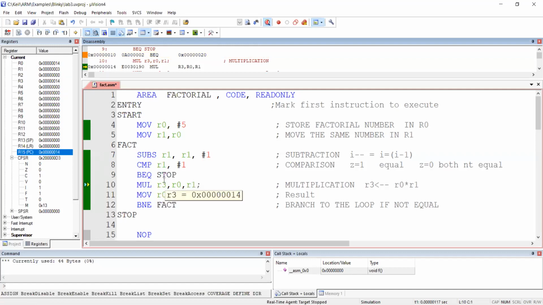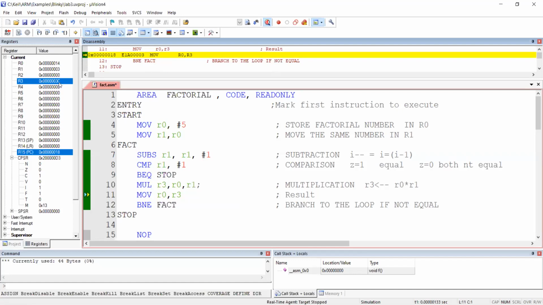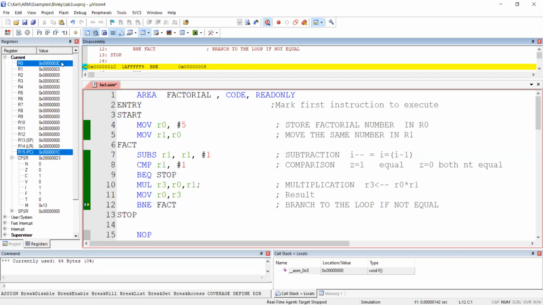What is the work of the 10th line? The present value in R0, 14, into the present R1, 3. 14 into 3, hope you remember the answer. Yes, correct. The answer is 3C. Where should we get the answer? R3 should be 3C. You are right. You can copy your answer into R0 as a temporary. See, we have got it. Now what was the previous comparison answer?